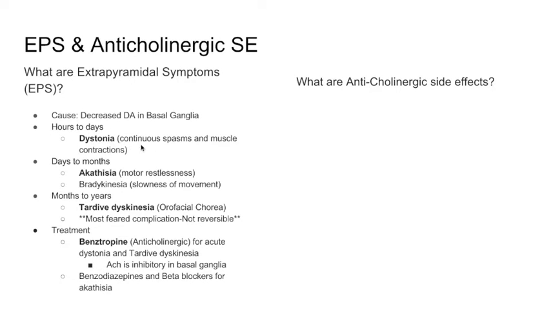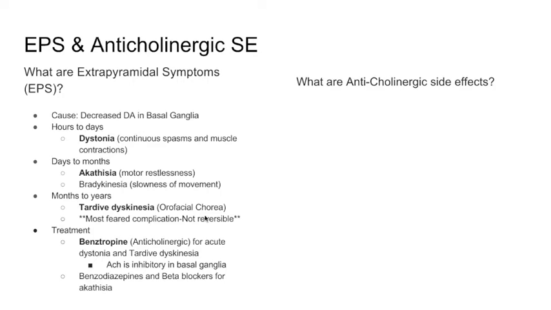Dystonia is just continuous spasms and muscle contraction. Days to months, you get akathisia, which is mainly motor restlessness, and you also get bradykinesia, which is slowness of movement. And you advance to months to years with the most feared complication, which is tardive dyskinesia, mainly orofacial chorea, where they get lip smacking, and it's more like Parkinson type symptoms. Out of all of these, tardive dyskinesia is the most feared complication, and it's not reversible.